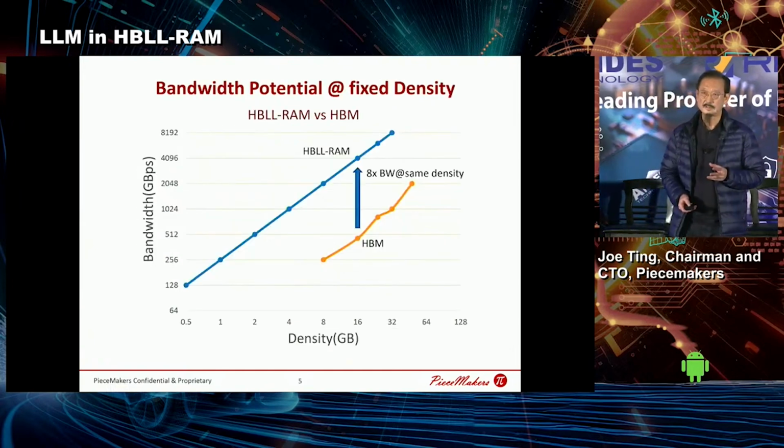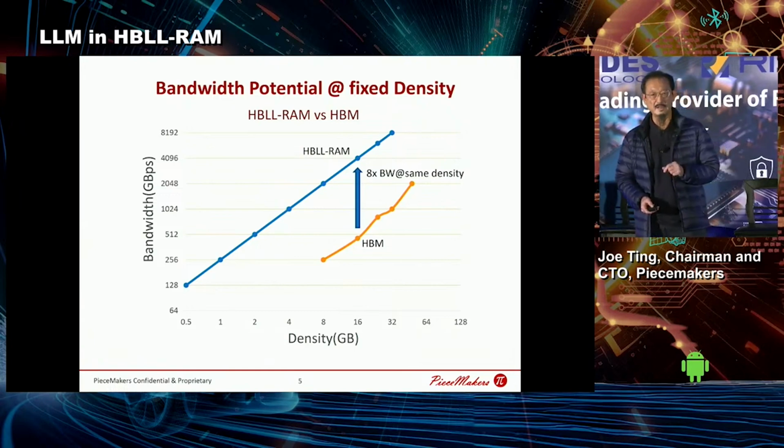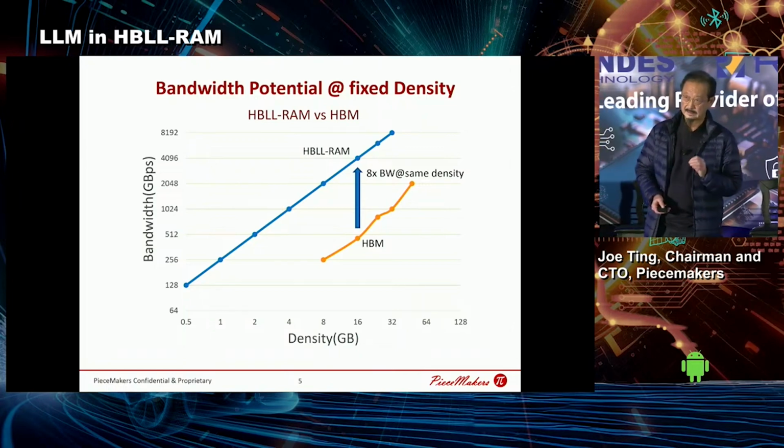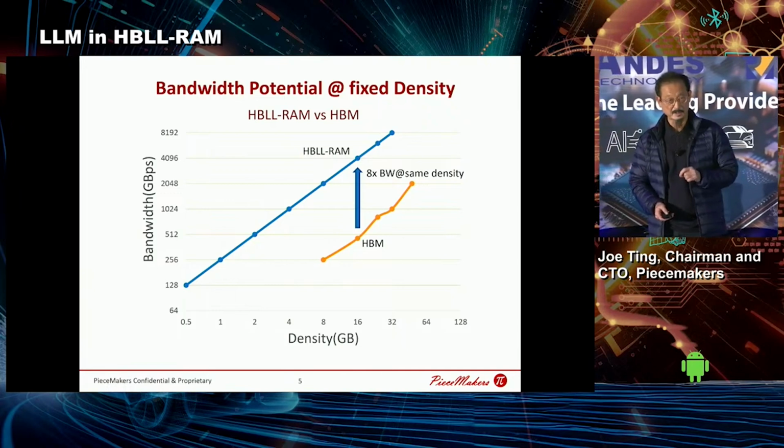Now, we compare the HBLL RAM with the HBM with these 2 lines. The blue line is HBLL RAM. The orange one is HBM. If we draw a vertical line, at the same density of the array, the HBLL RAM can potentially provide much higher bandwidth. If we draw the horizontal line, the HBLL RAM can provide lower density than HBM.